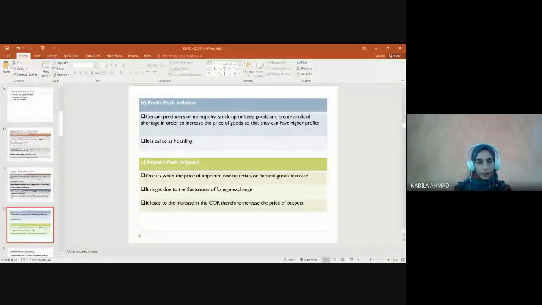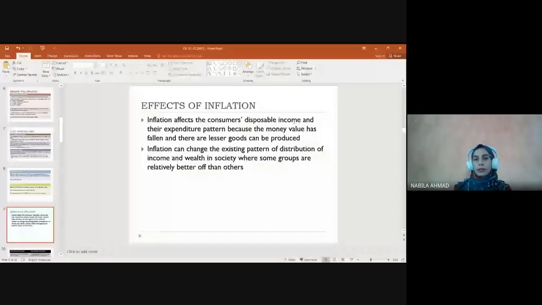Baik, apakah effects of inflation? Inflation affects the consumer's disposable income and their expenditure pattern because the money value has fallen and there are lesser goods that can be produced. Inflation can change the existing pattern of distribution of income and wealth in society, where some groups are relatively better off than others. Maknanya inflation ni kadang-kadang akan menyebabkan satu group tu better off, satu group tu worse off lah.